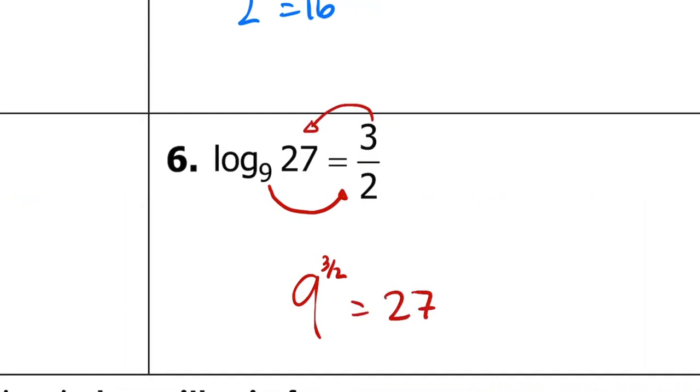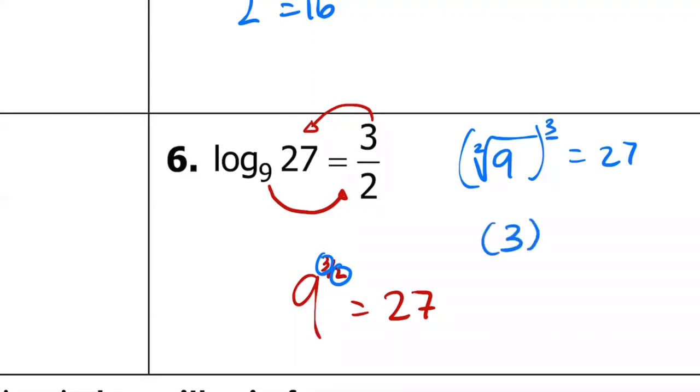9 to the 3/2. If you remember, that means I have 9, and this little number down here is my index, and the number on the top is what I raise it to. Is that 27? And remember, see that 3 that was on the top? I can either put it inside or on the outside, and I choose to put it on the outside because look what I have in the parentheses. I have square root of 9, which is 3, and 3 cubed is 27. Yes, it is.